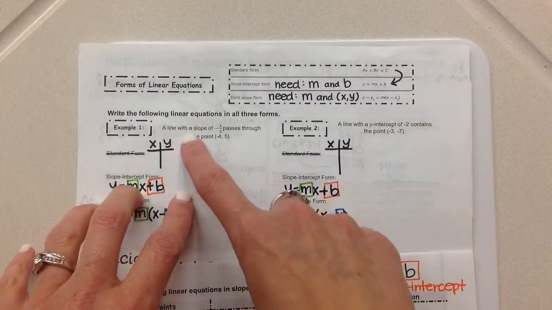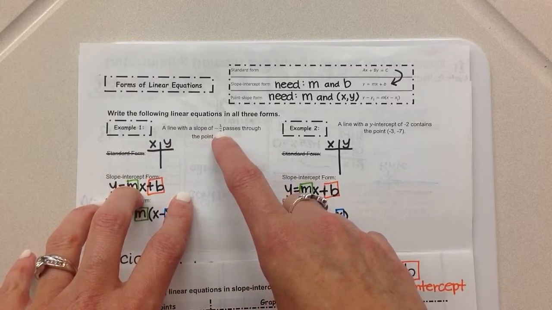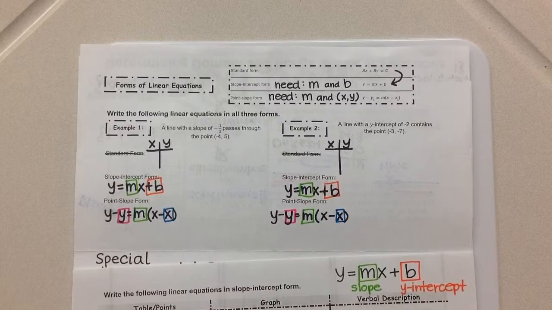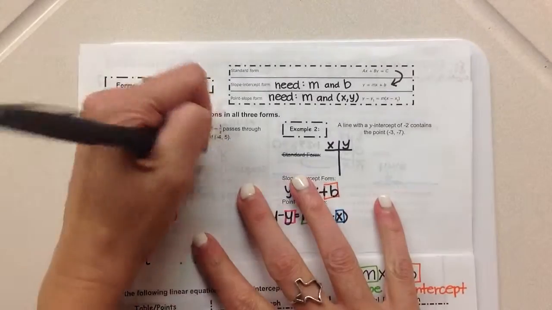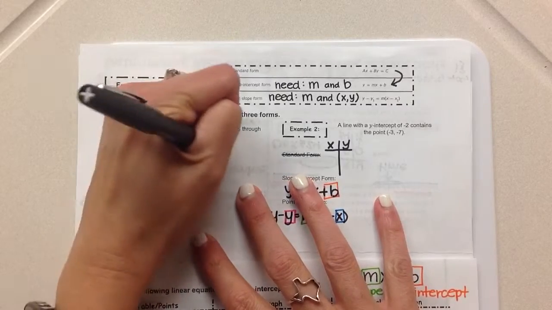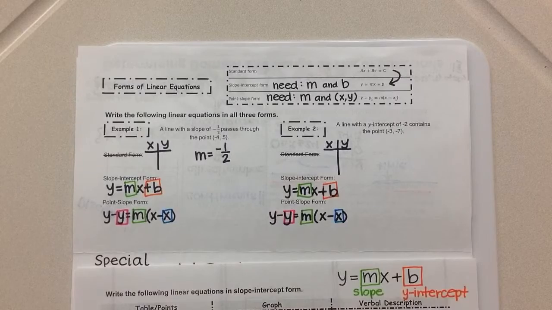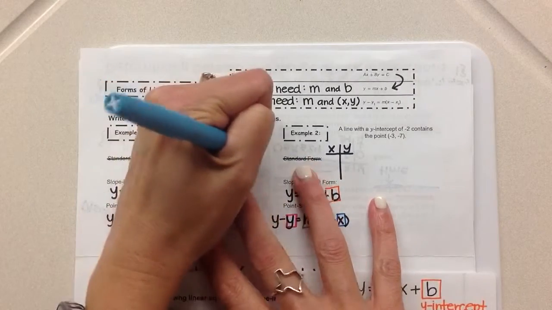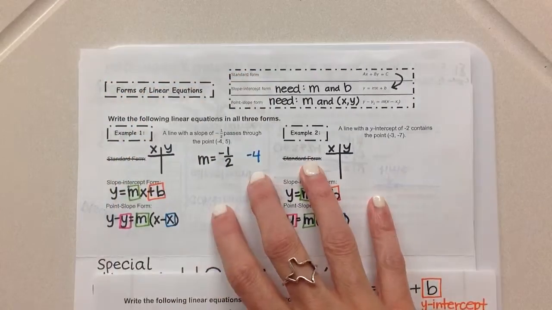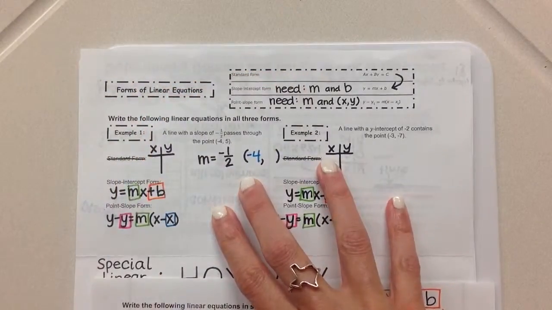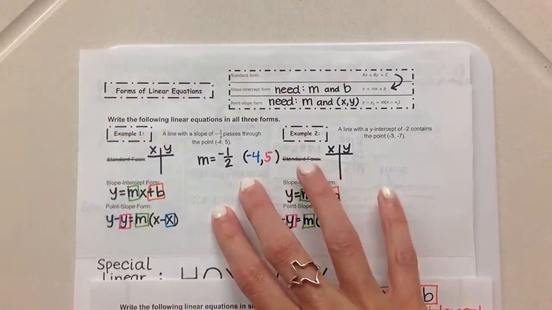So what we have here in example 1 is a line with a slope of -1/2 that passes through the point (-4, 5). Well, if you see here, they've given us the slope already. They told us that m is equal to -1/2. And then they've given us an ordered pair of (-4, 5). So I'm going to go ahead and label these our ordered pair, -4, 5. So they've given us an x and a y value.